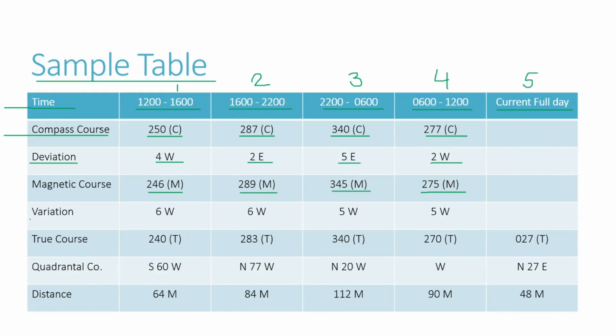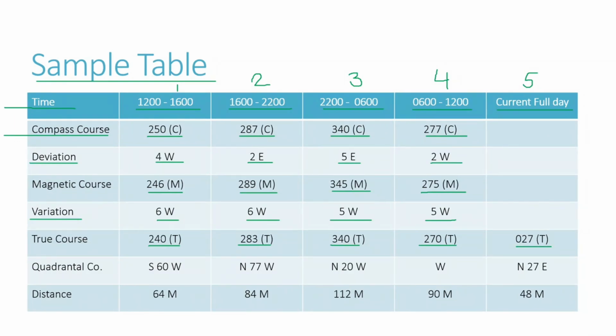Now we apply the variation. So you have 6 degree west, 6 degree west, 5 west, 5 west. We apply the variation and we get the true courses. हमारे पास चारों legs के true courses आ गए हैं. The set of the current is given in true notation, so that is also written here.